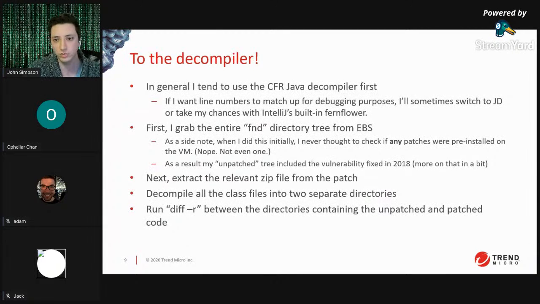So next step is to break out the Java decompiler. My tool of choice for that, because there are a number, and the most popular tends to be JD-GUI, I tend to use the CFR Java decompiler. You can just Google CFR Java decompiler, you'll find it. If I want line numbers to match up for debugging purposes, I will sometimes switch to JD. I also will sometimes take my chances with IntelliJ's built-in Fernflower decompiler, simply because it'll decompile stuff on the fly as it needs to, which is pretty handy when you're trying to debug something you don't have the source for.